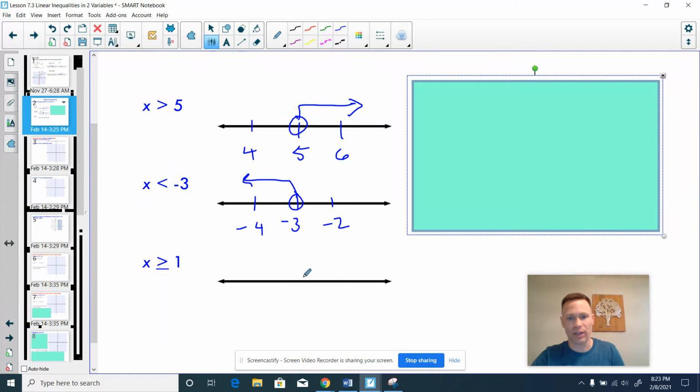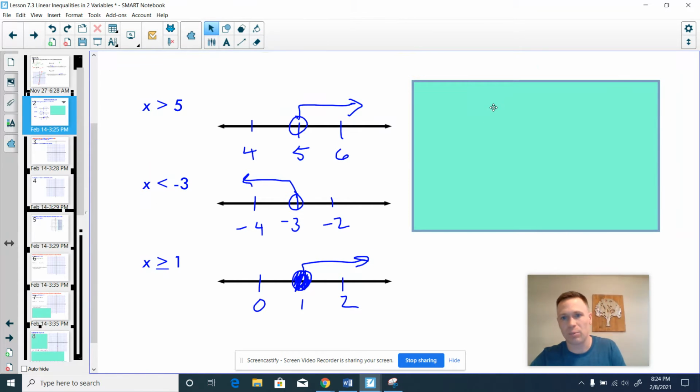And the last one here, 1's here, we'll have 2 there, and 0 can go here. This says x is greater than or equal to, so equal to part means my circle will be filled in, meaning that 1 is part of the solution because 1 can be equal to 1 and it works. And the things that are greater than 1 are to the right. So that's how we graph on that.